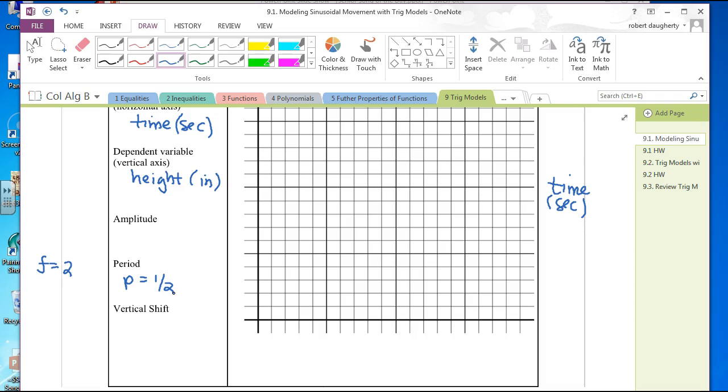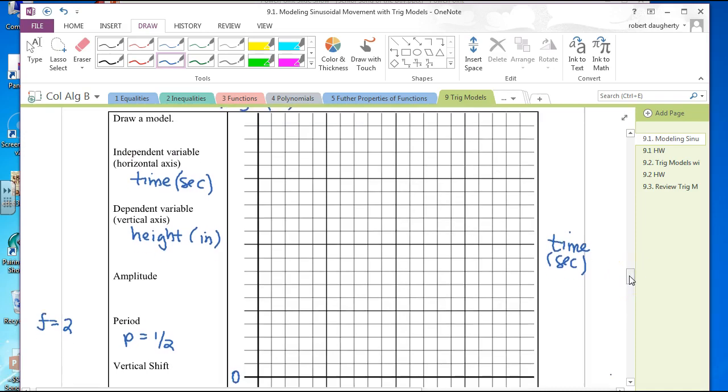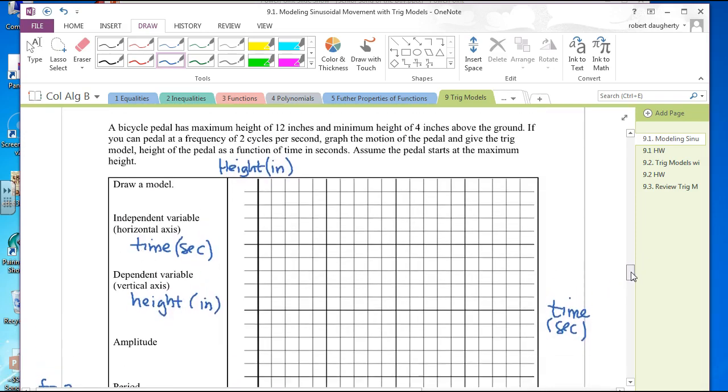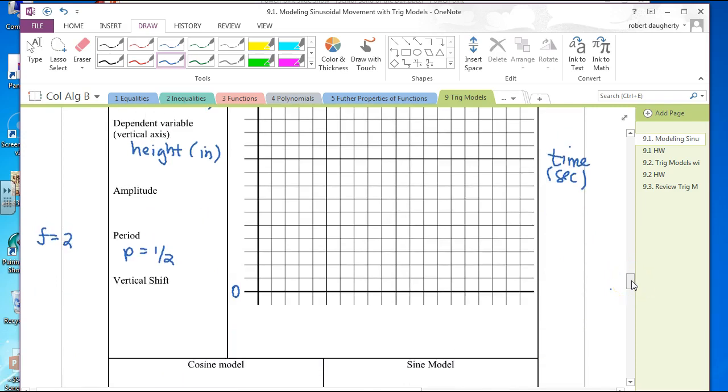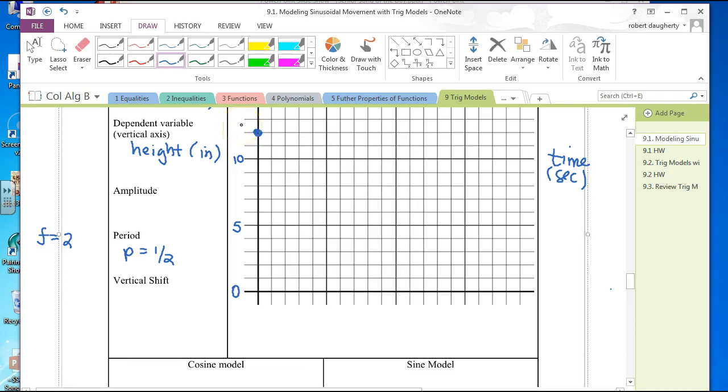Okay, so I'm going to start. Let's see, in terms of labeling this, I'm going to start here. Let this be 0. And here, let's just see, 5, 10, 15, 20. Is that what they said? 12 and 4. Okay. So let's just label this 5, 10. So where does the pedal start? Starts at 12 inches above the ground. Okay. And then my period is 1/2.